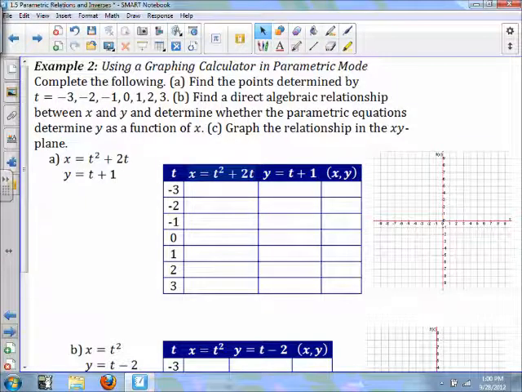Now, when we're using example 2, again, using a graphing calculator and parametric mode, complete the following. Find the points, direct algebraic relationship, and determine whether the parametric equation determines y as a function of x. Graph the relationship in the xy plane. Pretty much the same exact thing we just did.